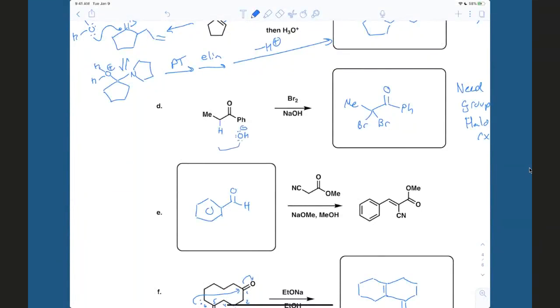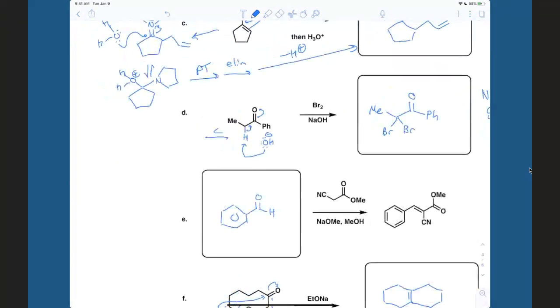Once again, this is going to act as a base. It'll make our enolate. Could be a minor contributor, but we make enough in solution to do this reaction because this will quickly react with bromine. We need a bromine around. This can come down. This can attack. We make 1 alpha bromide, and then there's still 1 more hydrogen that sodium hydroxide will take, and we'll go through the exact same process again.